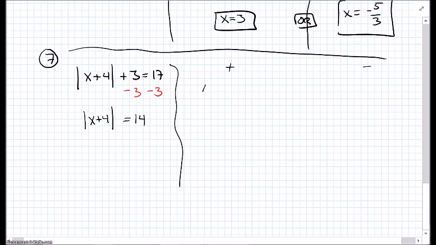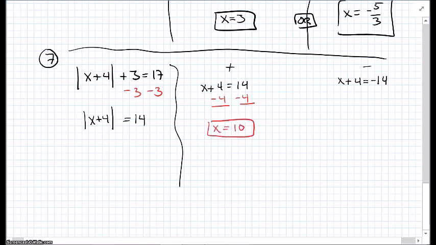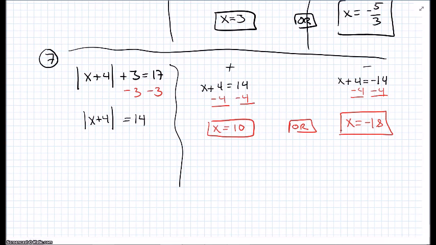So we'll write the positive one: x plus 4 equals 14. And the negative one would be x plus 4 equals negative 14. So we're going to subtract 4 on the left side, and we easily get x equals 10. Remember, these are or statements. Or subtract 4: x equals negative 18. And you can double check and you see both of those solutions solve our equation.